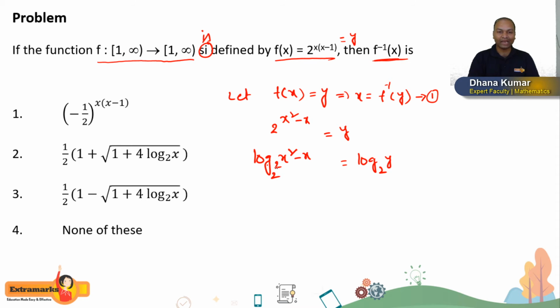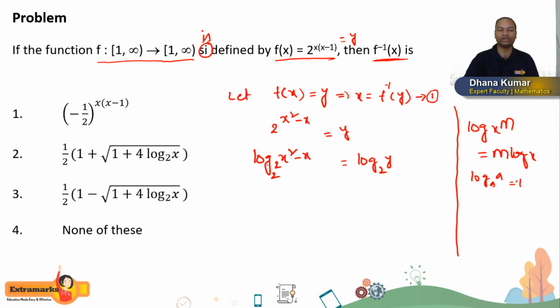It is in the form of log x power m. Okay, log x power m. What is that formula? M log x. And also log a base a, these two same, answer is 1. Okay. Now implies log x power m is M log x. So that is x square minus x into log 2 base 2. Right side as it is. But log 2 base 2 both are same, so what I told 1 implies x square minus x is equal to log y base 2.